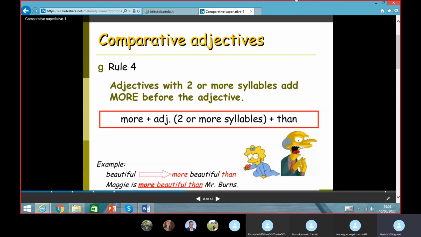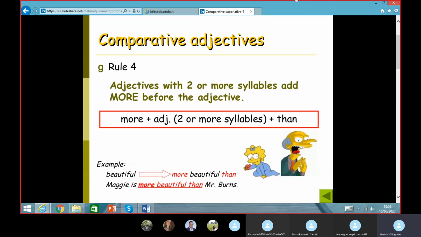So that's why they are called comparatives. Rule 4 is that when the adjectives have 2 or more syllables, we add more before the adjective. Okay, we've got more, then we put the adjective. It has to be long. Long means 2 or more syllables. For example, beautiful, expensive, these type of things.